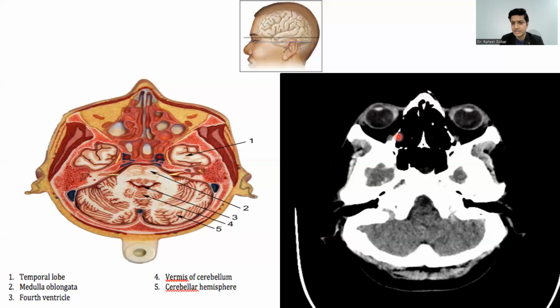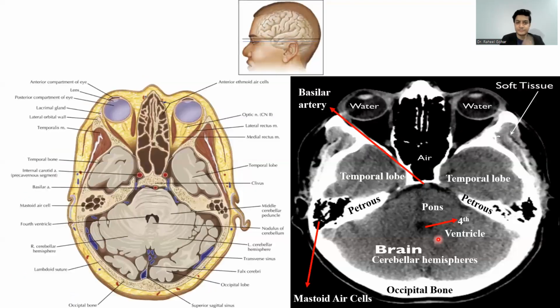So these are the eyes, ethmoidal air sinuses, this is the lesser wing, then the vitreous part, and this is the external auditory meatus. So this is the temporal lobe, this here is the medulla oblongata, and this here is the cerebellum. As we move upwards, now we have taken an upward section.